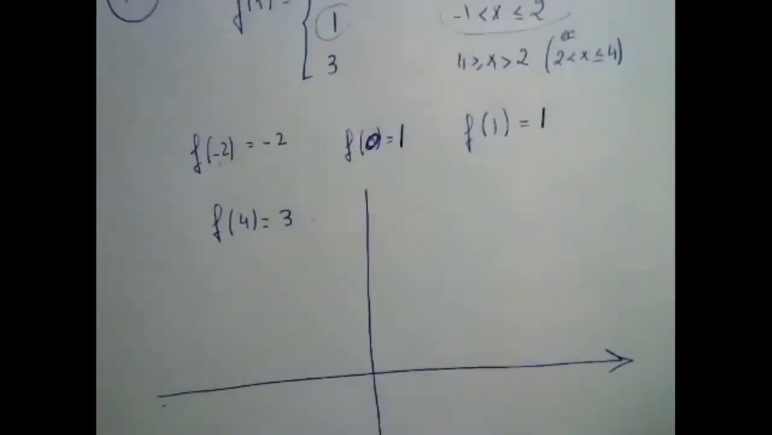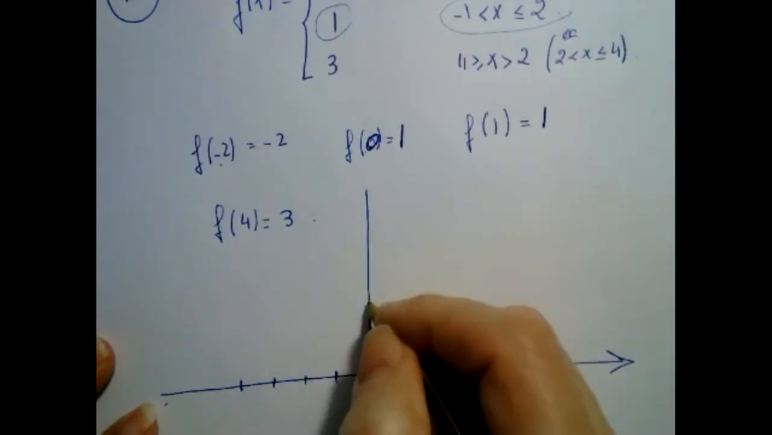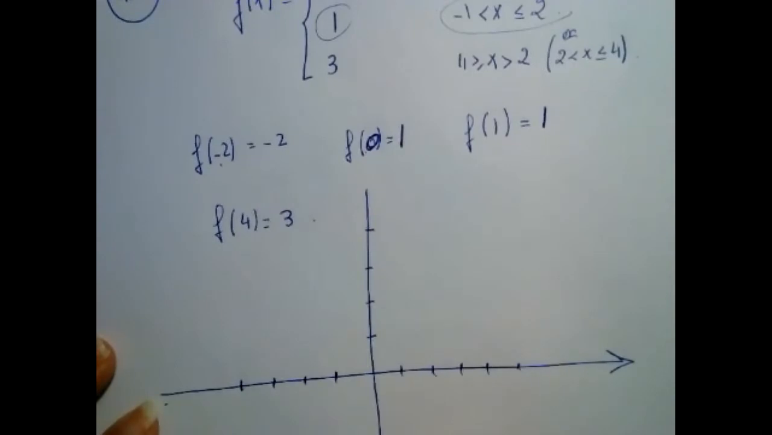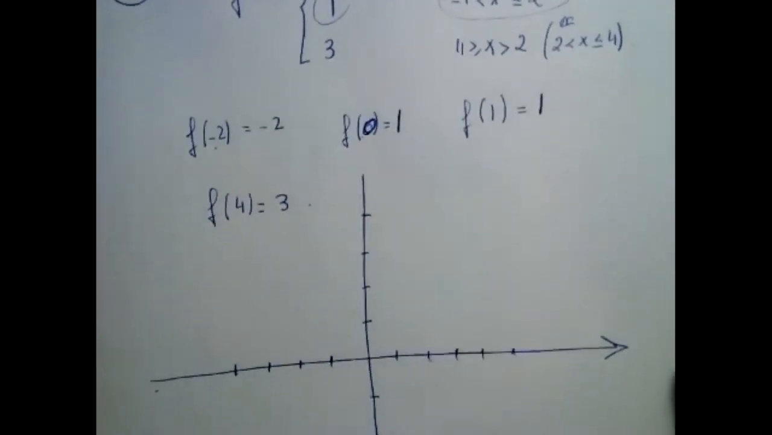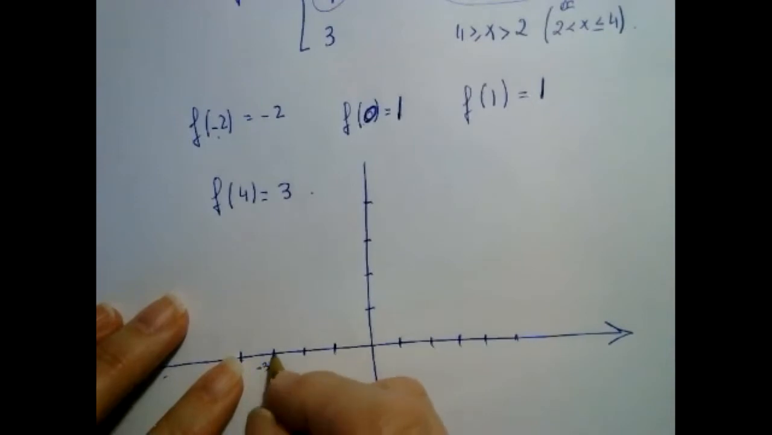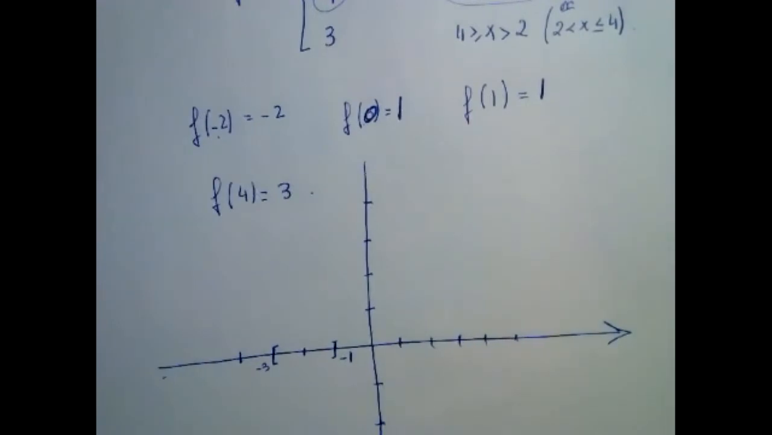So -3, that's the input value. -1, -2, -3, -4, 1, 2, 3, 4. I have to put some kind of guidelines. So f of x is -2 for x between -3 and -1. This is -3, and this is -1. f is -2. How should the graph look like?